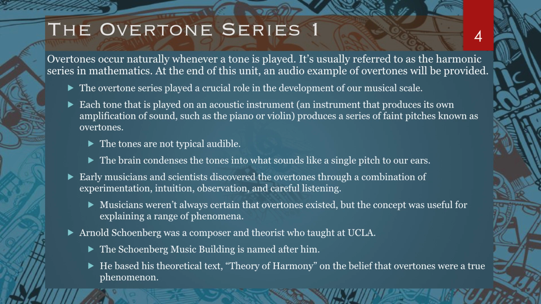So early musicians and scientists discovered that overtones existed through a combination of experimentation, intuition, observation, and careful listening. There are a lot of stories about the development of the Overtone series. One is that a musician was walking past a blacksmith, and several anvils were being used to forge steel. And depending on the size of the anvil, it produced different pitches, and they were able to actually hear overtones, and that's where this whole idea came from.